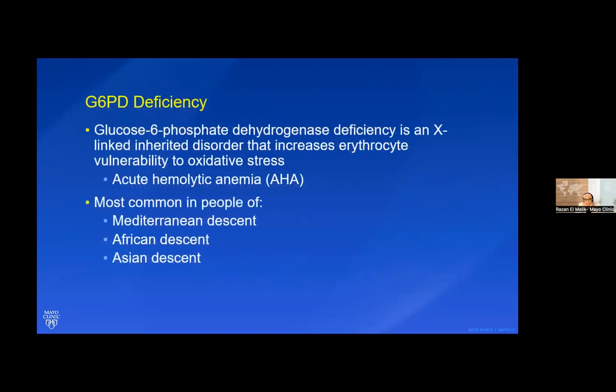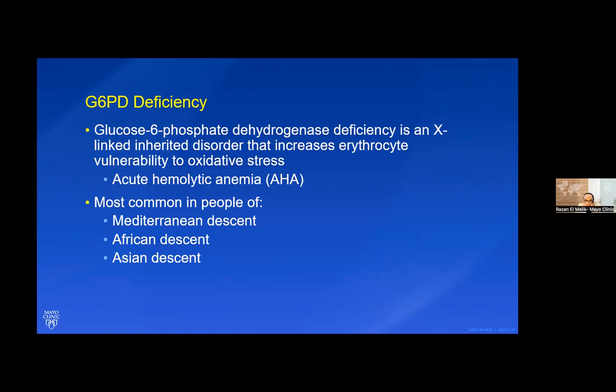Okay. So G6PD deficiency is an X-linked inherited disorder that increases erythrocyte vulnerability to oxidative stress, which basically causes acute hemolytic anemia. And acute hemolytic anemia is where the red blood cells are destroyed faster than they can be made. The destruction of the red blood cells is what causes hemolysis, and this matters because red blood cells carry oxygen to all parts of the body.